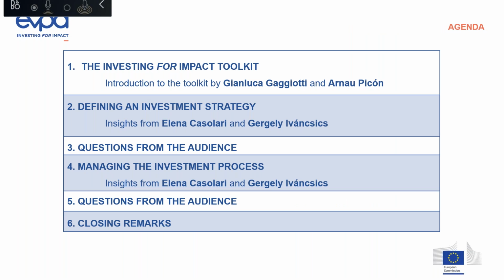Before diving into the content, I would like to show you the structure of the webinar today. First of all, my colleague Arnau will provide you with an introduction of the Investing for Impact Toolkit, guiding you through its structure and how you can navigate it. After that, I will briefly introduce the main elements of the investment strategy, and then I will leave the floor to our 2 speakers that will explain in detail how their fund strategy works in practice, making links with the 3 core practices of venture philanthropy.